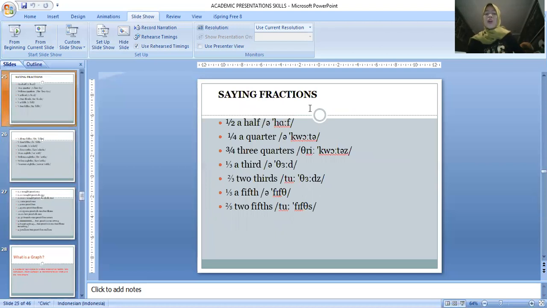And then this is how you say fractions: a half, a quarter, three quarters, a third, two thirds, a fifth, two fifths. So if we pay attention here, the first word is cardinal, and then the second is ordinal. Just like the last one, two is cardinal, and then fifth is ordinal. So that is the way how you say fractions in English.